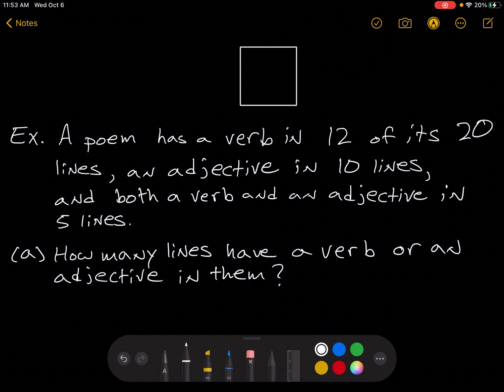In this example, we have a poem with 20 lines. So imagine that this right here is a sheet of paper and a poet has written a poem on it that has 20 lines. Now remember, or think about if you've ever read a poem, often poems don't have correct punctuation. They don't even have complete sentences.